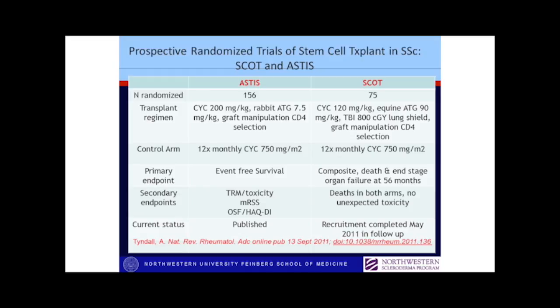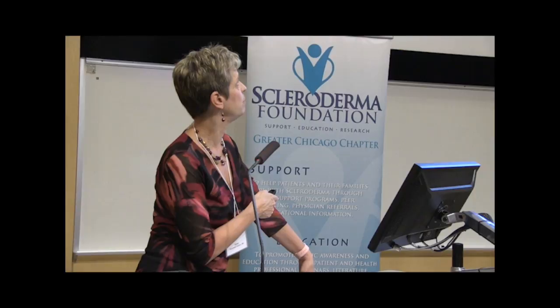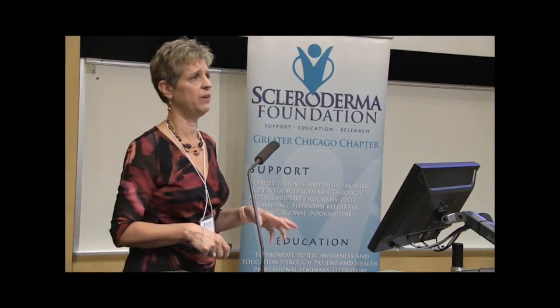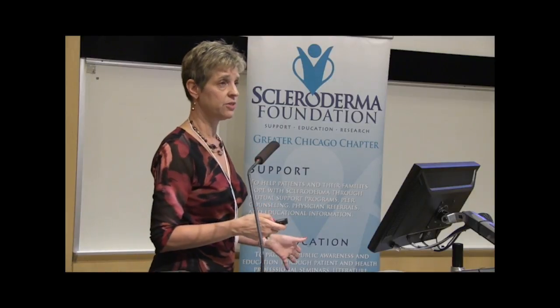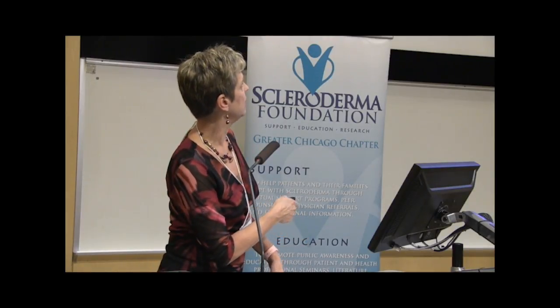But the ASTIS trial was published about a year and a half ago, and this is the European trial of 156 patients. So stem cell transplant in that group, they enrolled their patients between 2001 and 2009, with a very similar protocol and endpoint as the SCOT trial. The major difference was the use of total body irradiation, which has been used in the SCOT trial. It's fairly standard in the US, with the exception of a handful of centers, including our center, which does not do total body irradiation, with the feeling that it's more injurious to the lungs, even when the lung is protected. So the Europeans didn't use any total body irradiation.